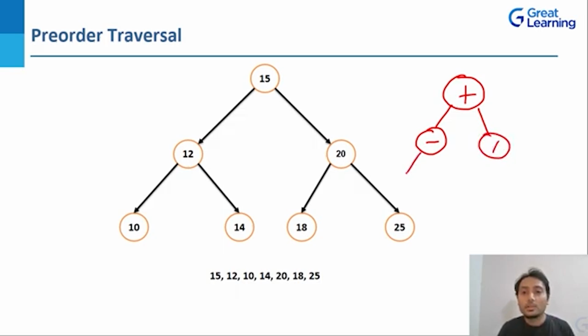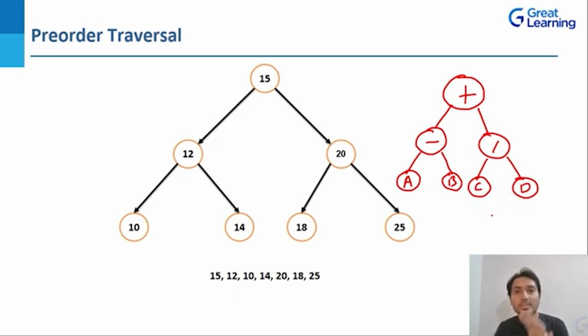Now these operators also have some children, so let me write A here, B here, C here, and D here. Assume this is an expression tree which you have got, and you want to apply the pre-order traversal to this particular expression tree. What will be the output when you apply the pre-order traversal?